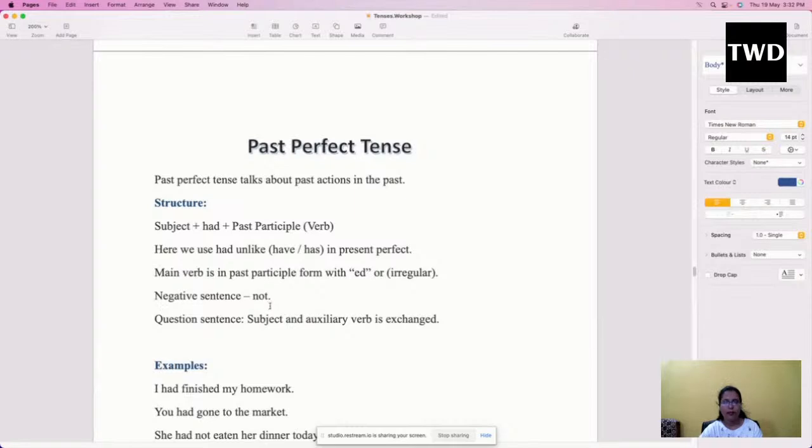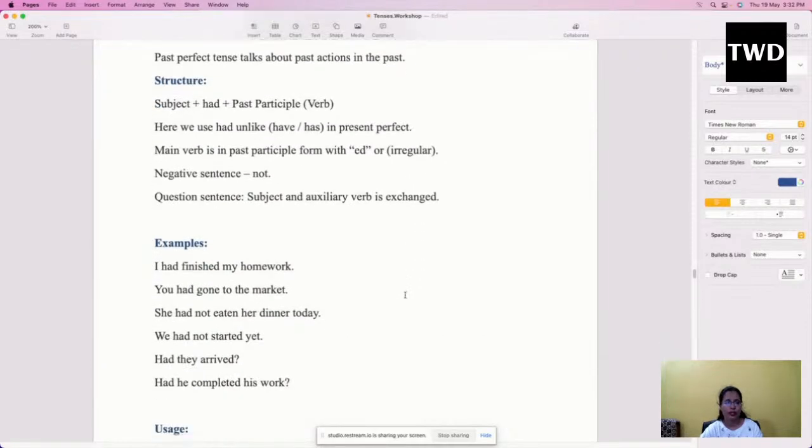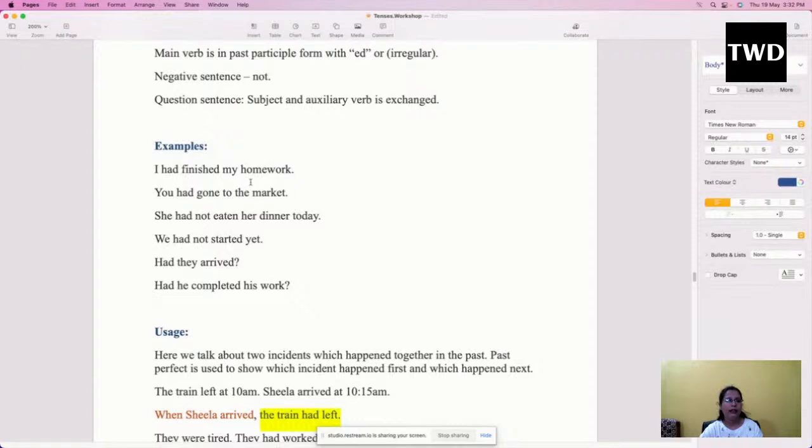For negative sentence, again we are going to use not. For question sentences, subject and auxiliary verb is exchanged. Auxiliary verb means the helping verb will come at the beginning and then the subject will come. In case you are framing question sentences, for example, I had finished my homework. I is the subject, had, this is the past form of the have kind of verb. And finished, this is v3 form. I had finished my homework.